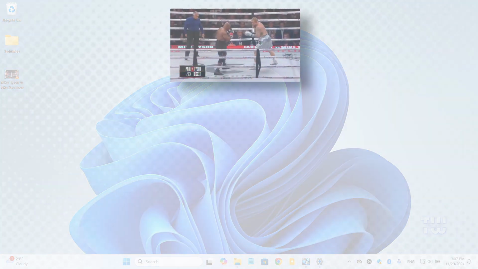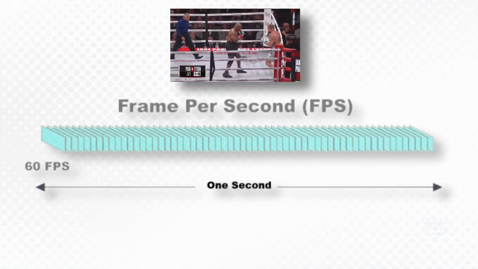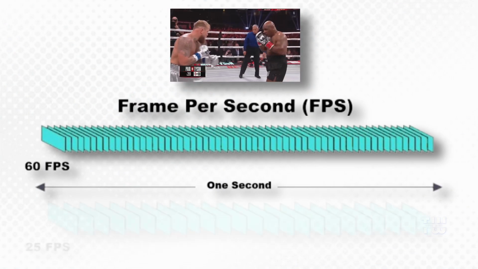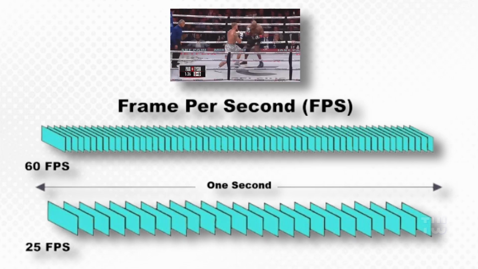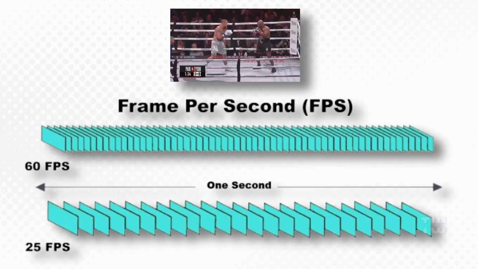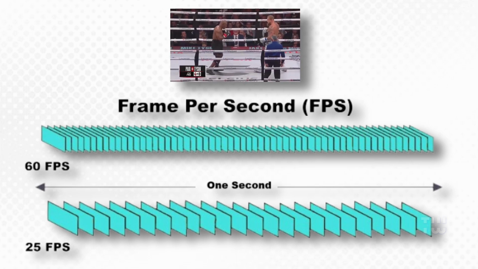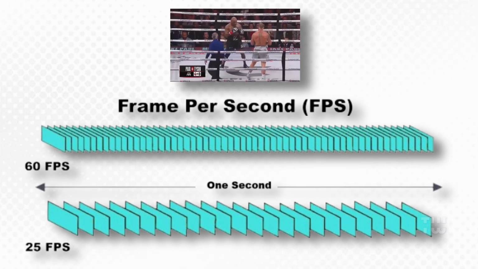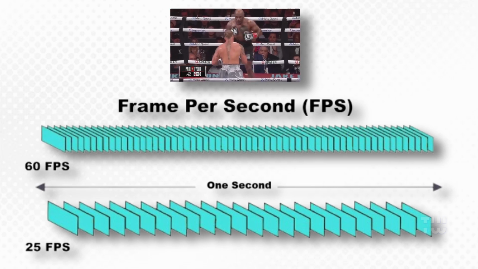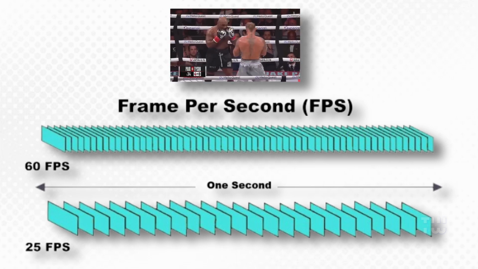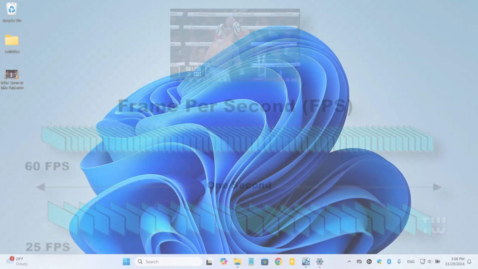Every video is made up of a succession of still images, each called a frame. This is where the term frames per second comes from. Most videos are filmed at around 25 to 60 frames per second. In this video, I'll show you how to extract frames from a video and save them as high quality image files using VLC, an open source media player.